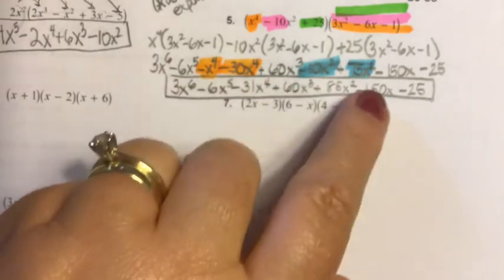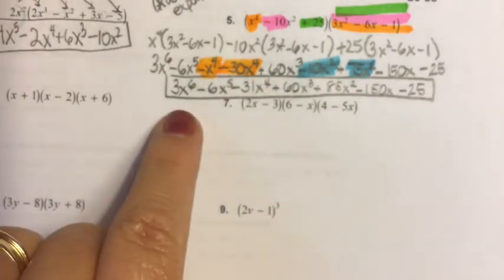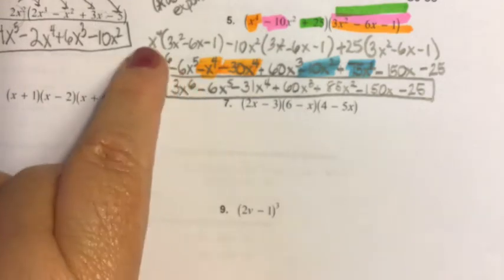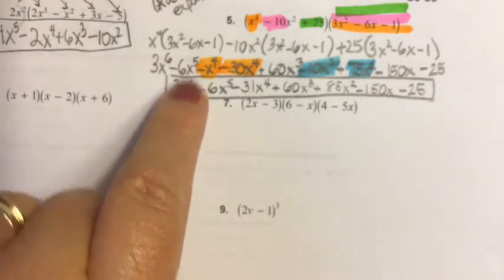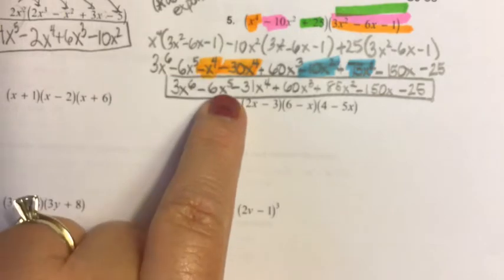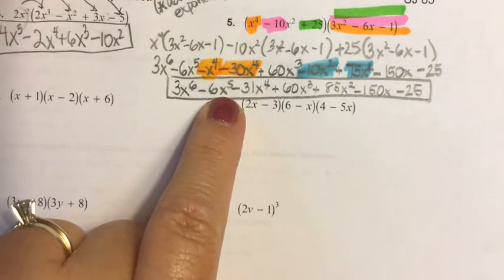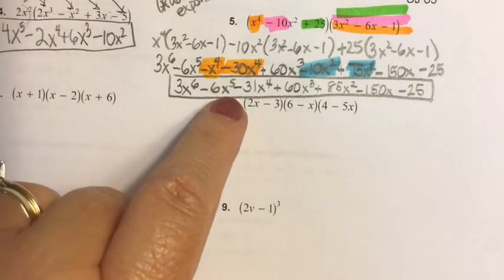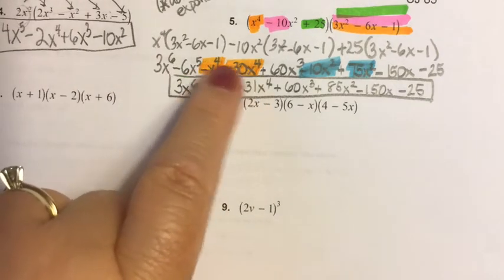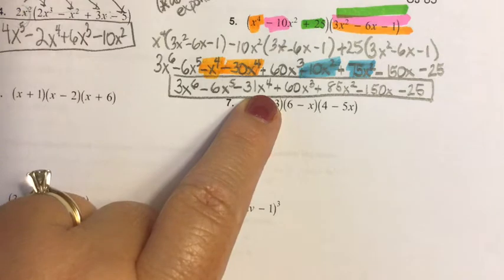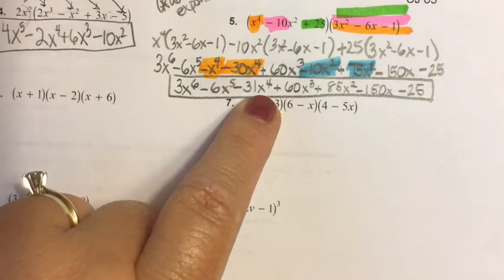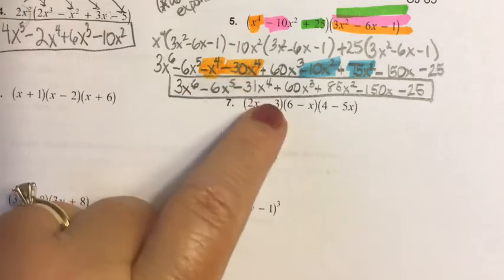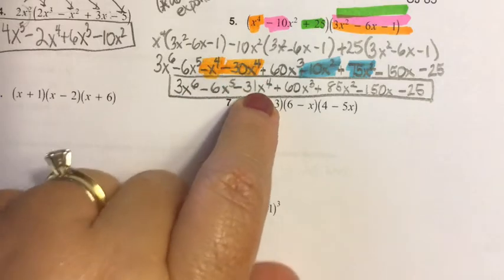Everything not highlighted did not have a like term. Your answer should always be in descending order, largest exponent first, then after that just continue down. My final answer: 3x to the 6th minus 6x to the 5th minus 31x to the 4th. Notice I did not do anything with the exponents. When you're adding and subtracting, you leave your exponents alone.